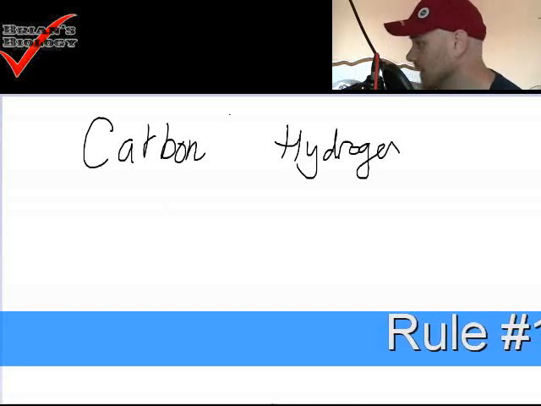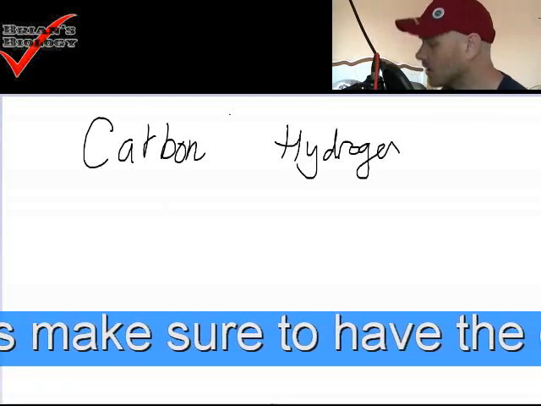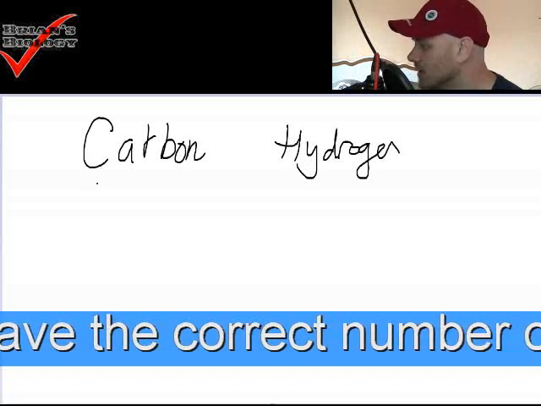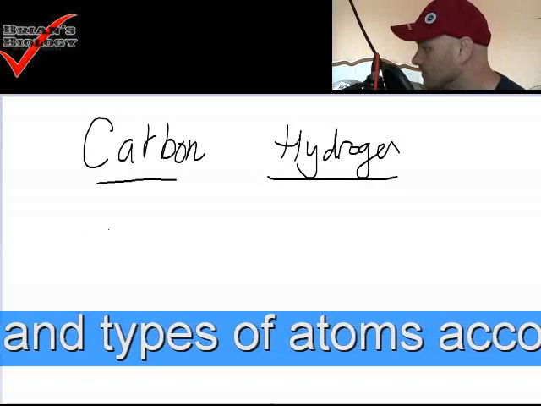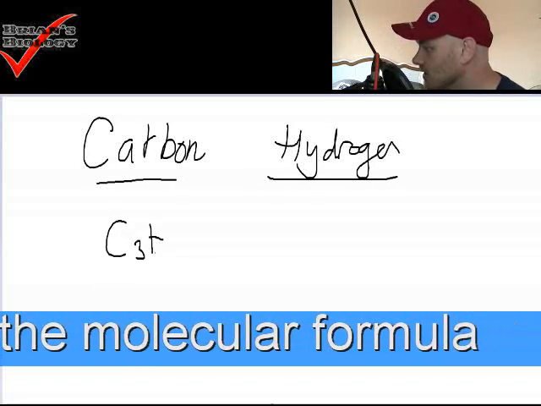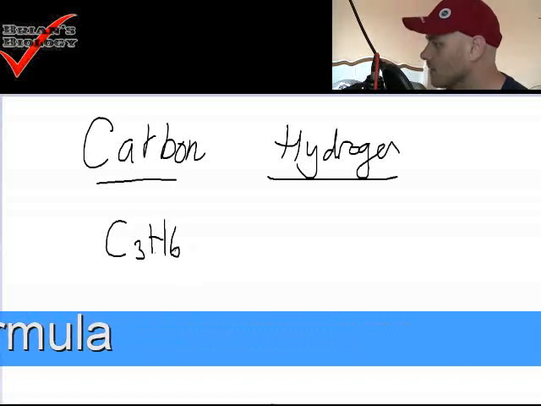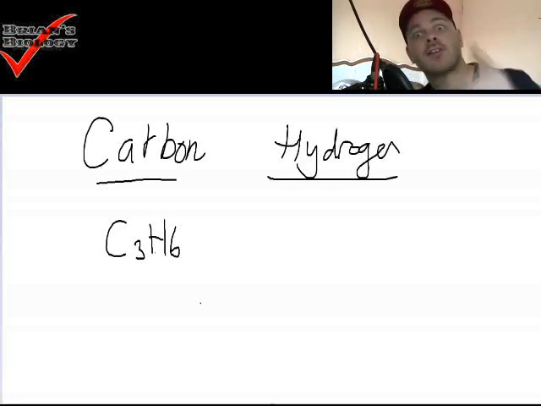The first rule is that any hydrocarbon has a molecular formula, and that molecular formula tells you how many of each of the types of atoms, how many carbons or how many hydrogens. For example, something like C3H6, okay, obviously has 3 carbons and 6 hydrogens. So whenever we're giving a molecular formula, we're always going to make sure that we have the right number of each type of atom.